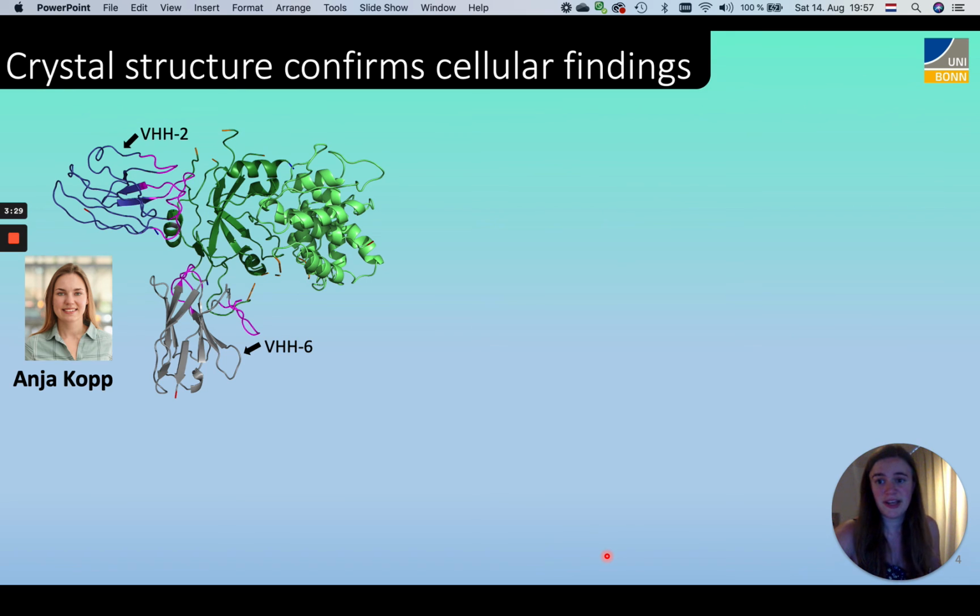Anja from the Gaia lab has actually managed to crystallize gasdermin D in the presence of 2 nanobodies, which is depicted over here. This could nicely confirm our cellular findings. She also has a poster here, so please check it out.